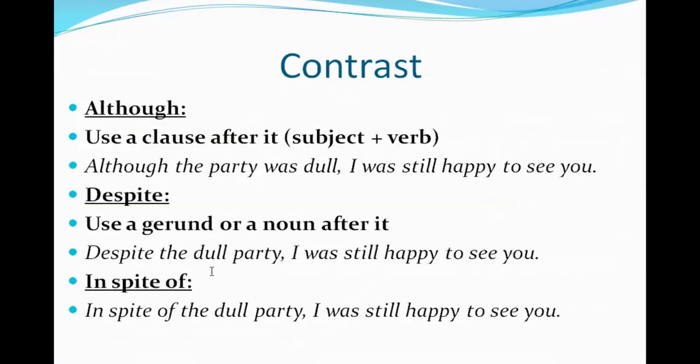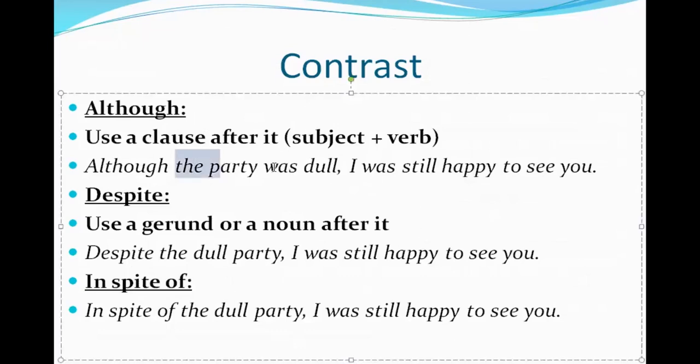Let's move on. Okay, the word although. After although, make sure that you use a clause, and a clause means a subject and a verb. Although the party was dull, I was still happy to see you. So the party was dull. Subject and verb. But if you use despite, you're going to use it in a different way. Use a gerund. A gerund means a verb plus ing or a noun after it. Despite the dull party, I was still happy to see you. So you don't have a verb. There's no verb here.